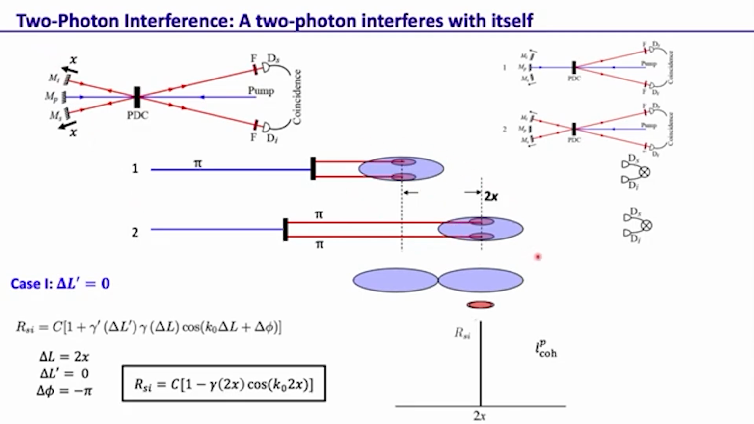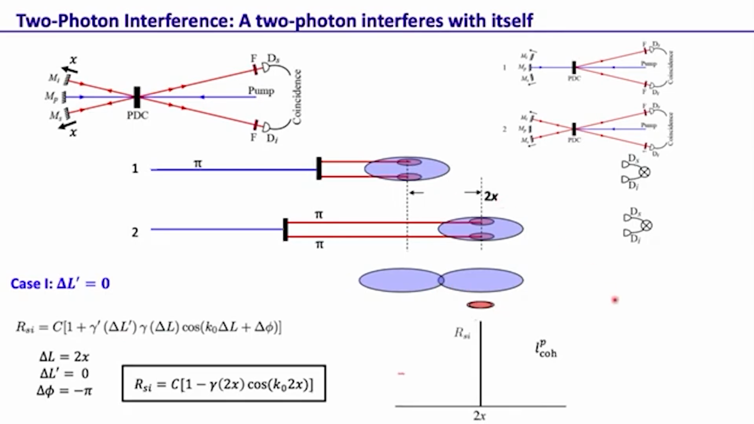Since in the two-photon case we have two separate coherence conditions, the first one is with respect to delta L, and that has to be in terms of the overlap of the bigger coherence packets. Then delta L prime has to be in terms of the overlap of the smaller coherence packets. Here delta L prime is 0, so we expect the smaller coherence packets will have perfect overlap, and since we are changing delta L only, we expect only the bigger wave packets' overlap to change.